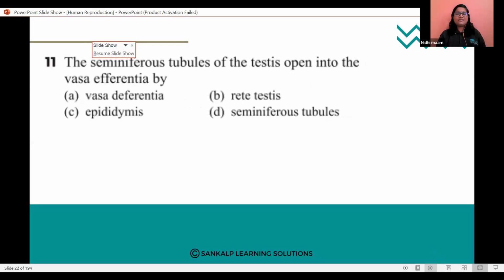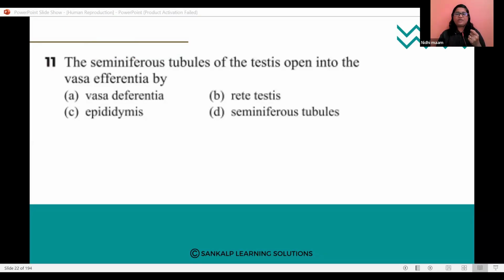Next question. The seminiferous tubules of the testes open into vasa efferentia by. Read the question properly. The seminiferous tubule of the testis will open into vasa efferentia. A. Vasa efferentia, B. Rete testis, C. Epididymis, D. Seminiferous tubules. The quick answer is given by Lubna, Kirtishri, Hema Patil. Yamuna Gowda also answered it. B. Gowda also answered it. Yes, YouTube students, be fast. Varshini, Shazma answered it. Fine.